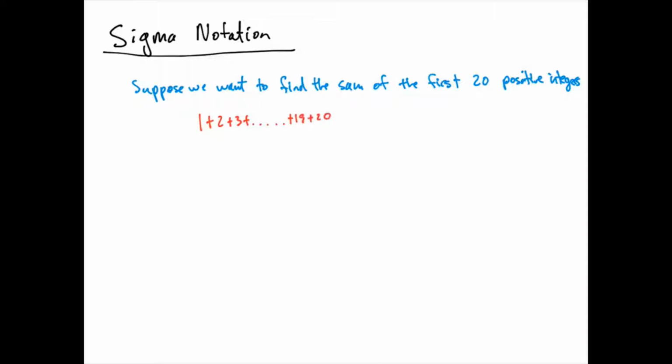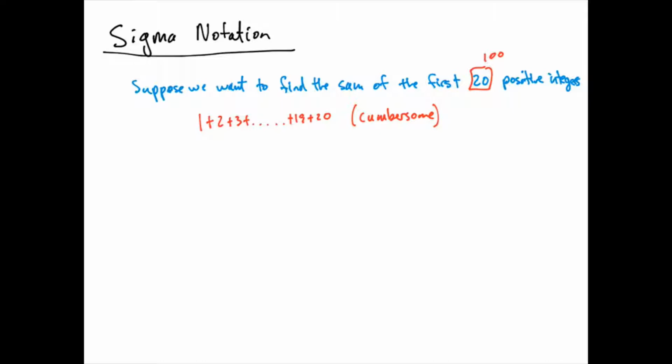So we could do this manually. There's a couple tricks we could do to find this sum fairly quickly, but it's a little bit cumbersome to go through and find this sum. Imagine if we wanted to find the sum of the first 100 positive integers. Again, we could do this if we had enough time and patience, but it's a little bit tedious. So sigma notation allows us to find the sum of a sequence like this, and it allows us to write that sum in a shorthand way.